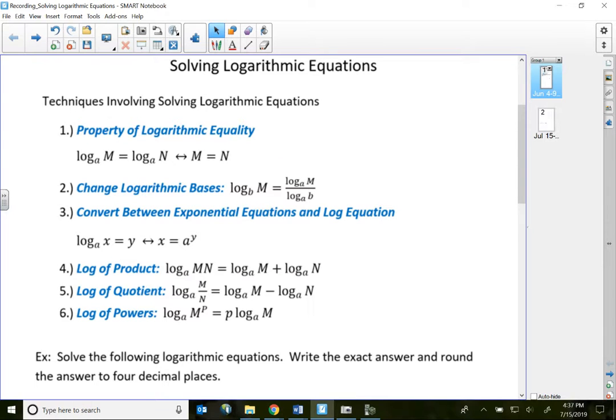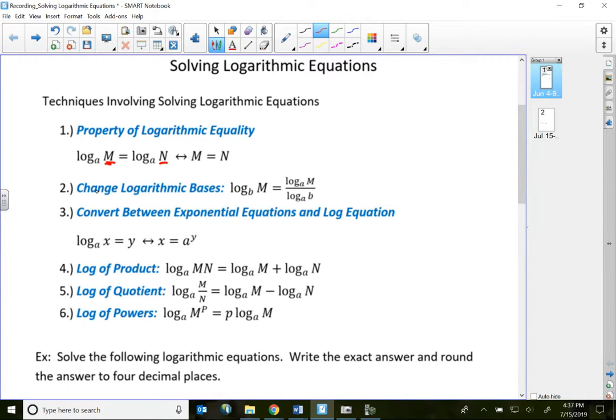This is new: the property of logarithmic equality. What this is saying is if I have two terms, both involving a logarithm with the same base, and they are equal to each other, then I can set what they are the logarithm of equal to each other.